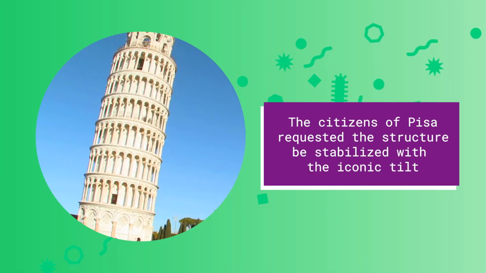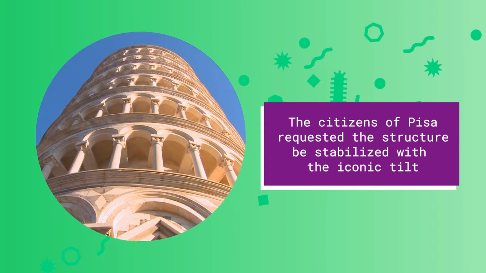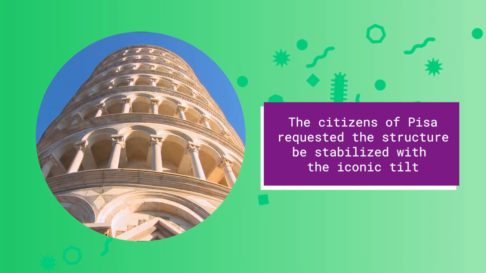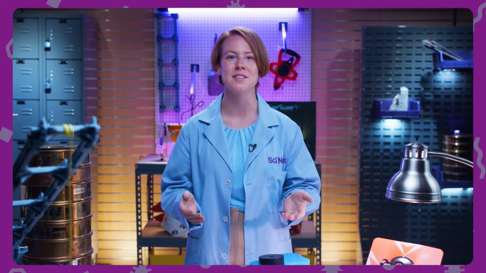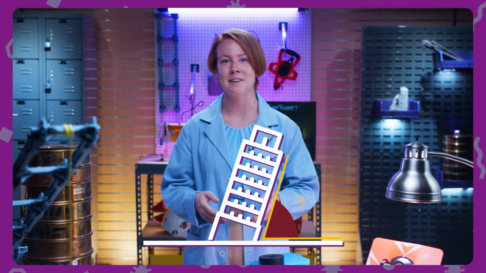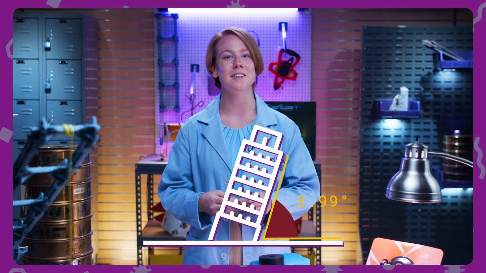Because the Leaning Tower of Pisa became an infamous landmark, the citizens of Pisa, Italy, actually requested that the tower be stabilized, not standing straight up and down, but at an angle so that tourism could continue. After several efforts to stabilize the tower, some being successful and some only making the tilt worse, the structure was finally deemed safe and stable at a tilt of 3.99 degrees in the early 2000s.